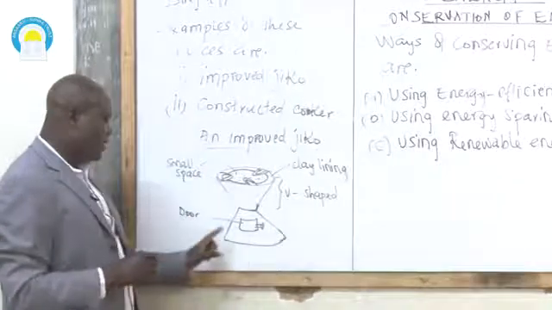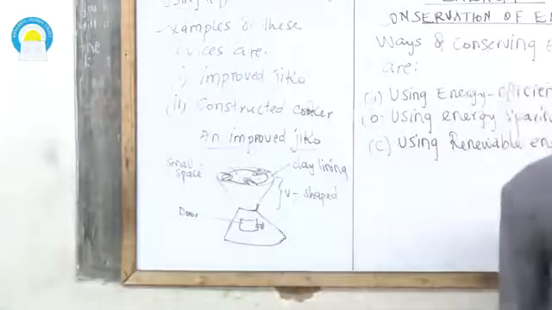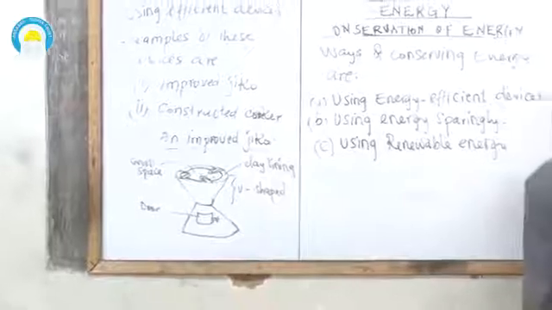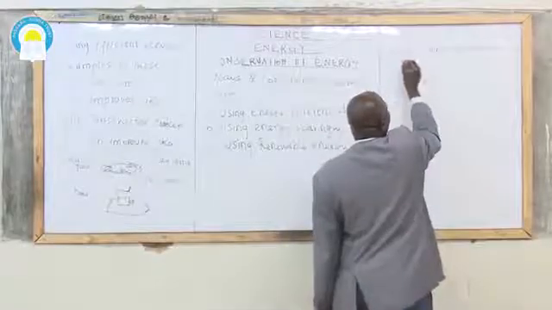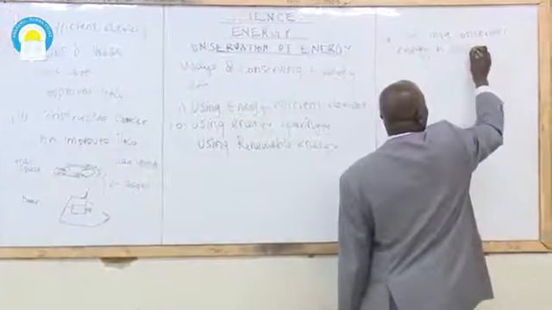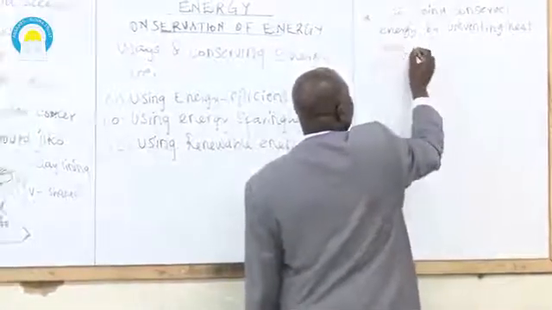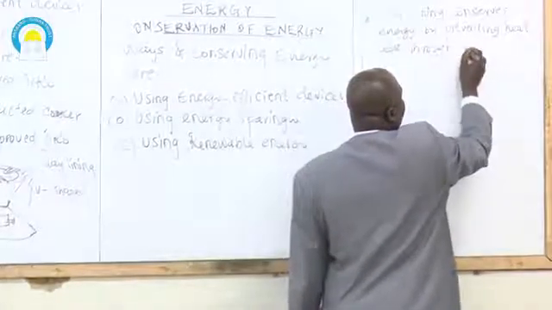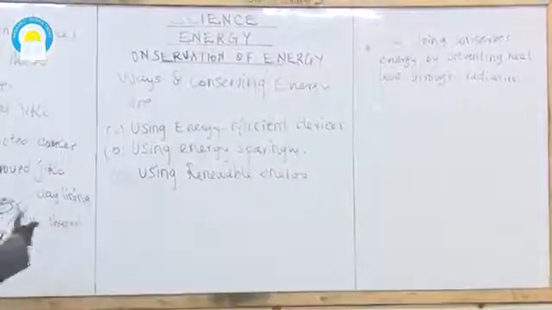There is also the door. This door is to regulate the burning rate. Therefore, we can write down: a clay lining conserves energy by preventing heat loss through the radiation process. So that's how the clay lining assists in conserving energy.